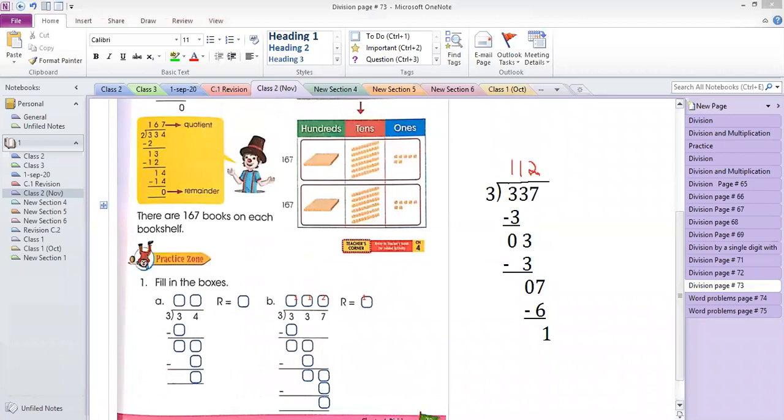Any problem, guys? Can you complete part A by yourself? Guys, can you complete part A by yourself? Yes, what question do you have?